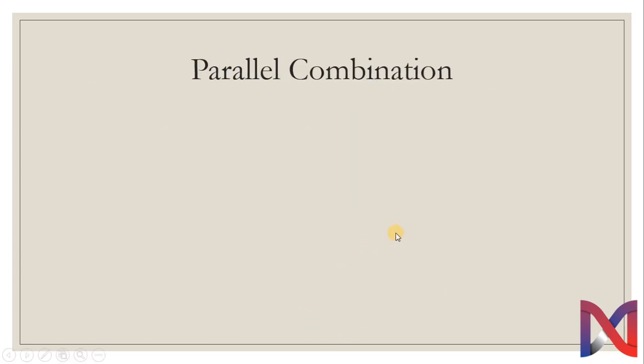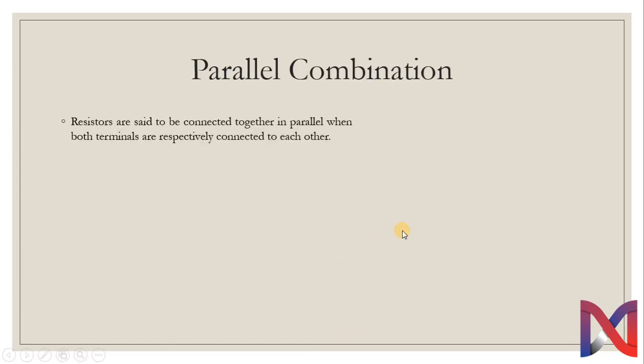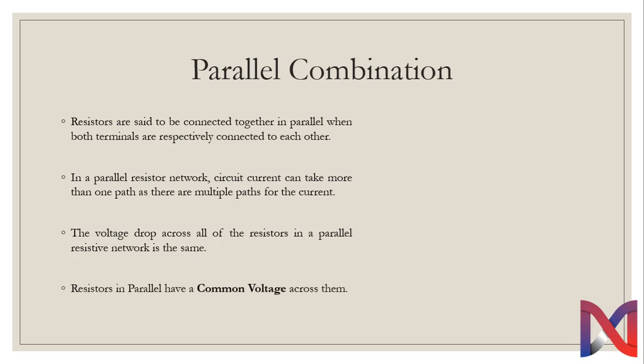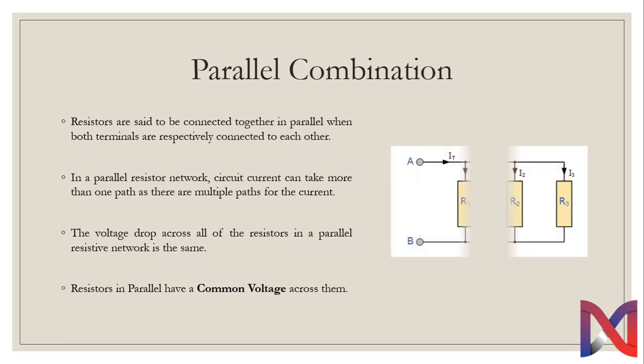Let's move to the parallel combination. Resistors are said to be connected together in parallel when both terminals are respectively connected to each other. In a parallel resistor network circuit, current can take more than one path as there are multiple paths available for the current. The voltage drop across all of the resistors in a parallel resistor network is the same. Resistors in parallel have a common voltage across them.